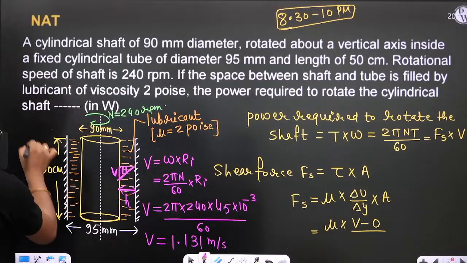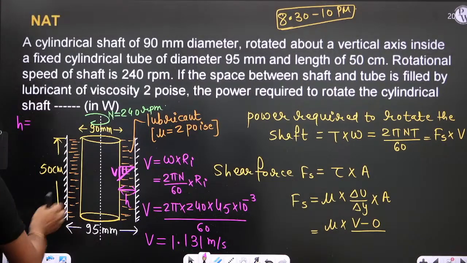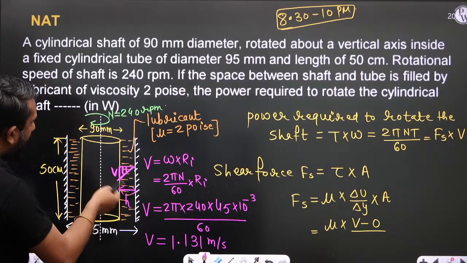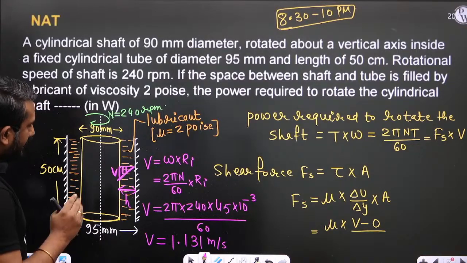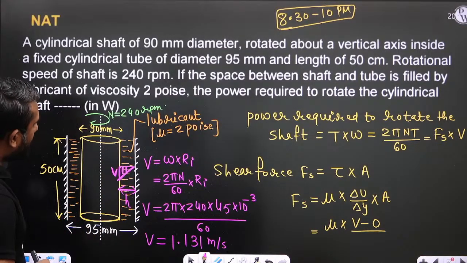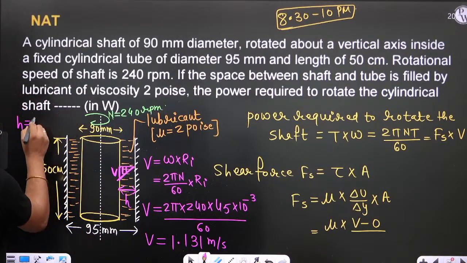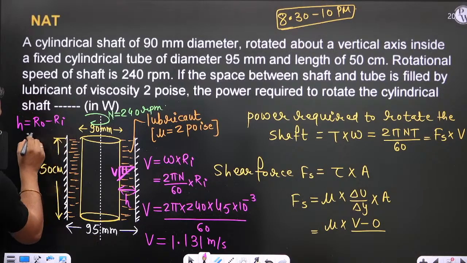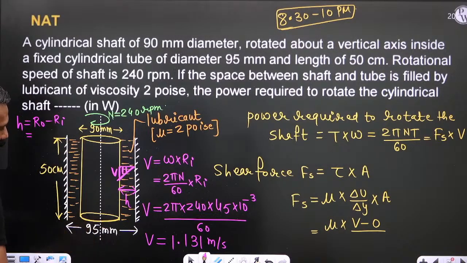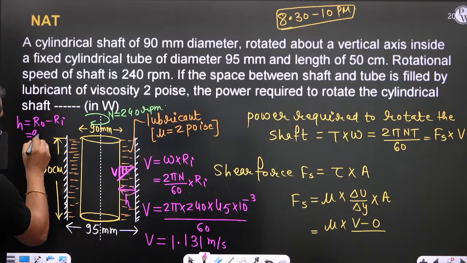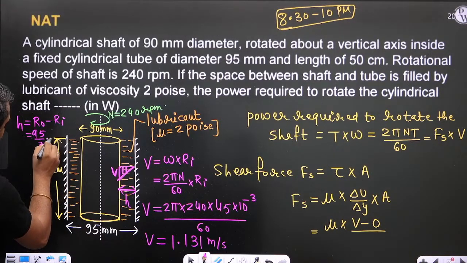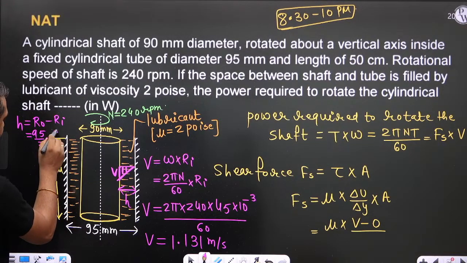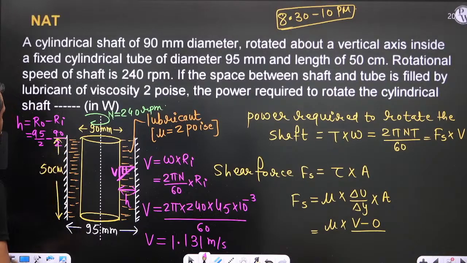So can anyone tell me what is the h? This h is nothing but r naught minus ri. And what is the r naught? That r naught is 95 by 2, minus, what is the ri? That is 90 by 2. So calculate h.